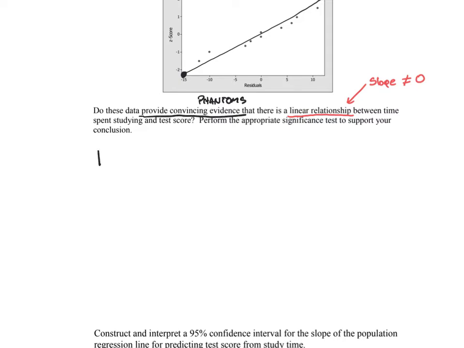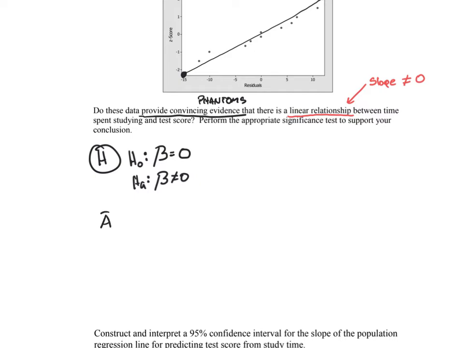Okay, so what is my null hypothesis? Null hypothesis, always going to be beta, the true slope of the entire population, is equal to 0. We're always going to assume there is no linear relationship. And alternatively, that's what we suspect or hope to see. We want to see beta not equal to 0. Right, so it looks something like that.